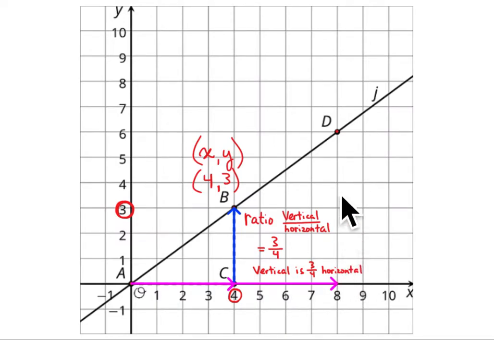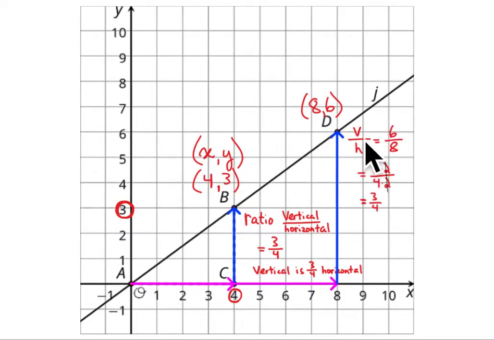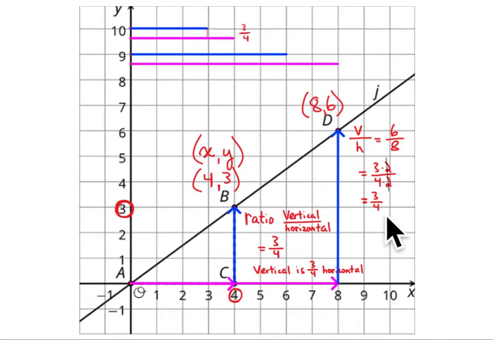This is 1/4, 2/4, 3/4 of 8. So this is 6 units. So the coordinate of that point has an x value of 8 and a y value of 6. So notice the ratio of y to x is 3/4. The ratio of y to x, vertical length to horizontal length, is 6/8, or 6 to 8, which is also 3 to 4. So divide 6 by 2, divide 8 by 2, and you get 3 to 4.